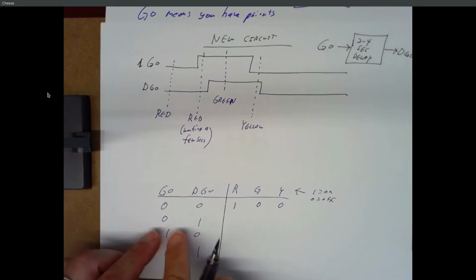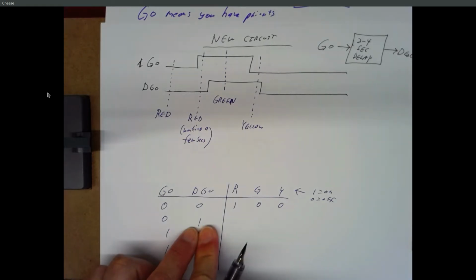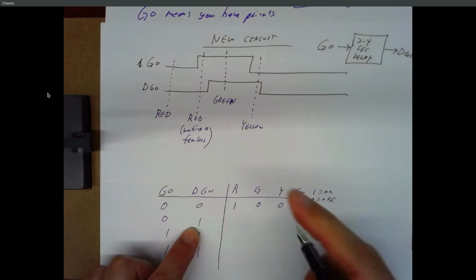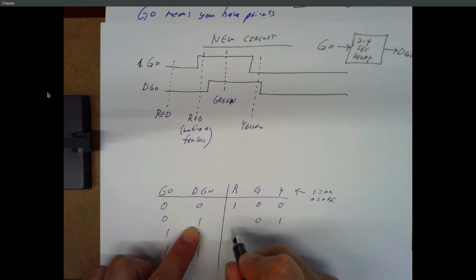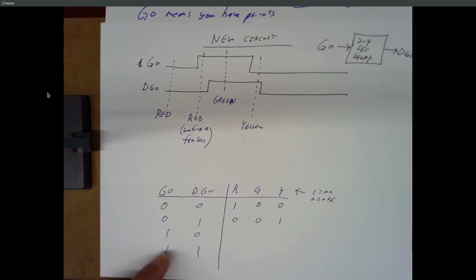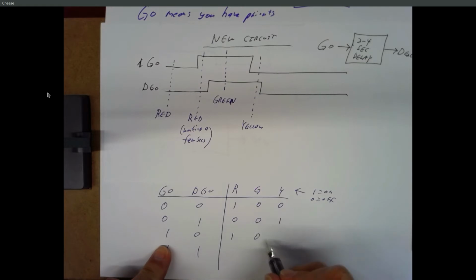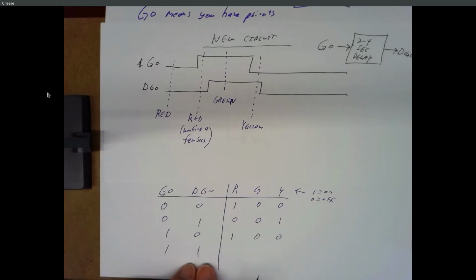If go is 0 and delayed go is 1, what color light do we want lit up? Go is 0, delayed go is 1. Yellow. We want yellow, it's the state right here. So yellow will be 1. These will be 0. If go is 1 and delayed go is 0, that's red. And if go is 1 and delayed go is 1, that's green. Now you got a truth table.